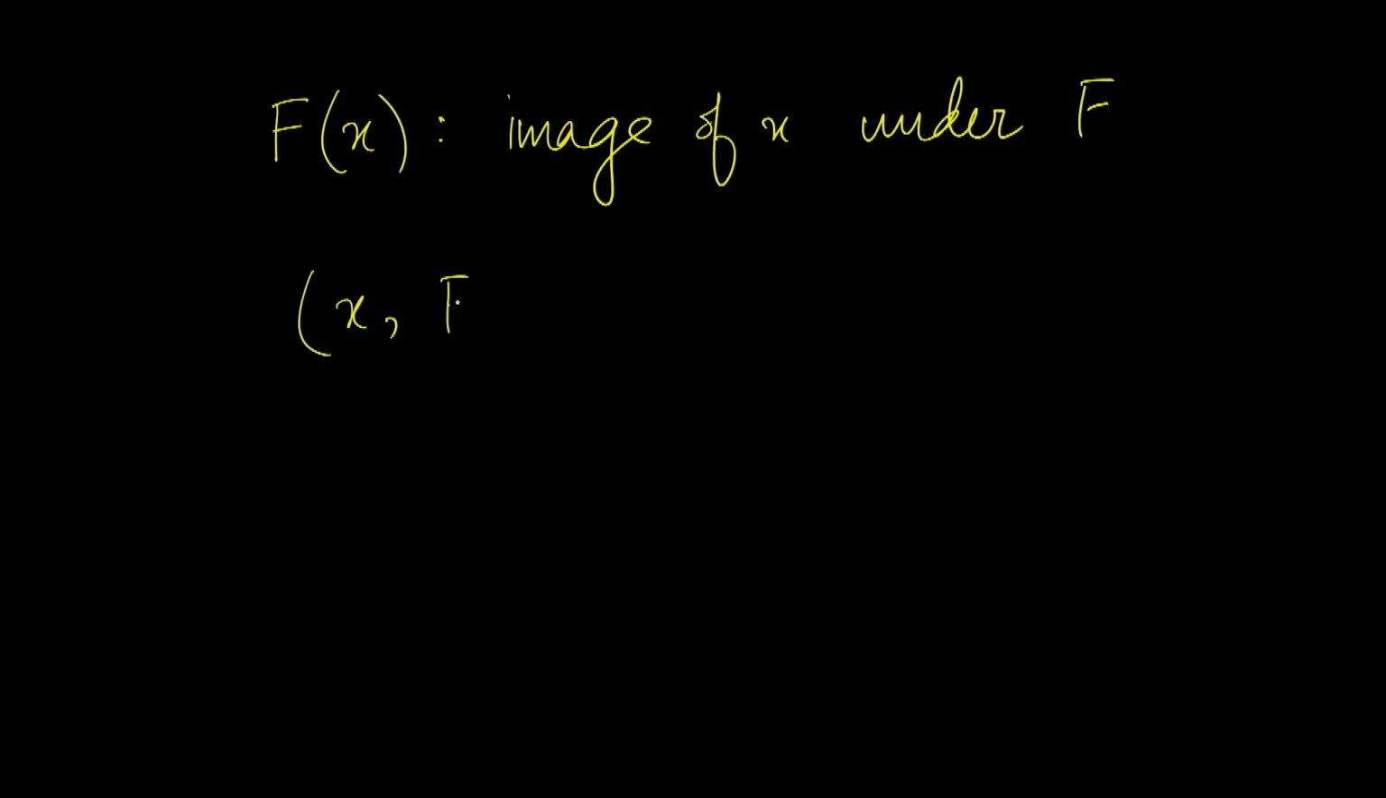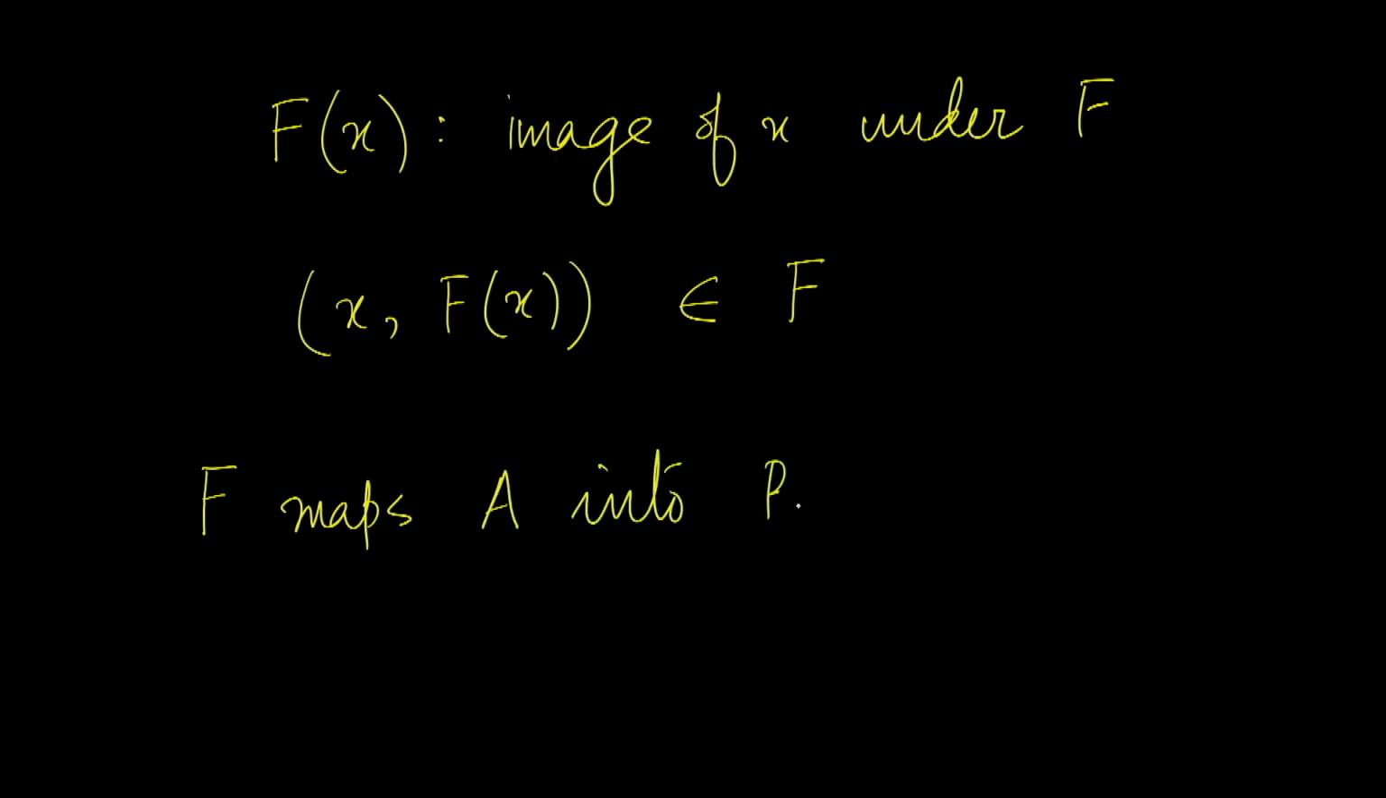Since an x has a unique mapping in the range, the image of x can be denoted as f of x. This is the image of x under f. It means x, f of x is the only ordered pair with x as the first component and belonging to f. We say that a function maps A into B, where a function is from A to B.